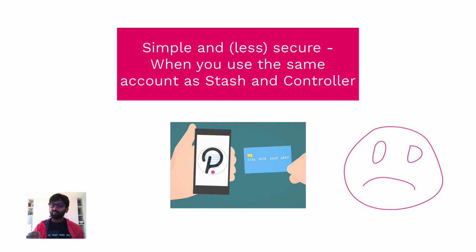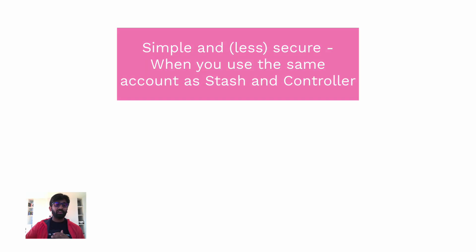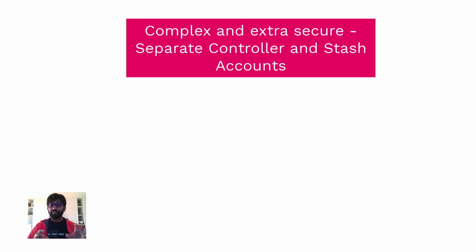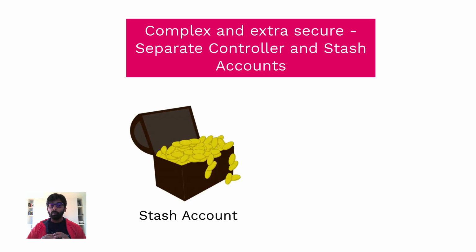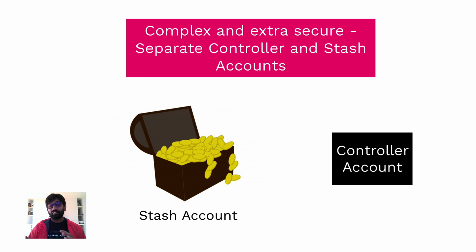That's why I'll take some more time explaining how you can add an extra layer of security by having separate controller and stash accounts. Stash account is where most of your funds are, and you should preferably have this account on a cold wallet, which is not frequently exposed to the network. The frequent staking transactions can be performed through a controller account that can control the funds in the stash account to a certain extent. The controller account will hold minimal balance required for transaction fees and can be used frequently.